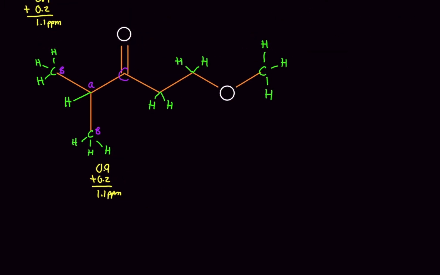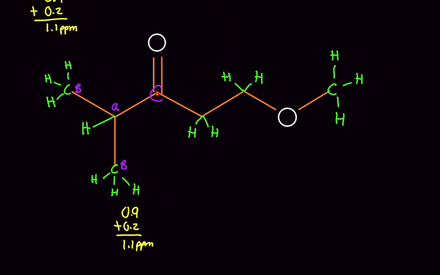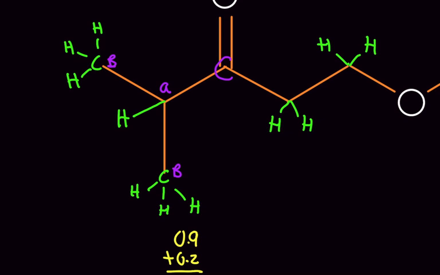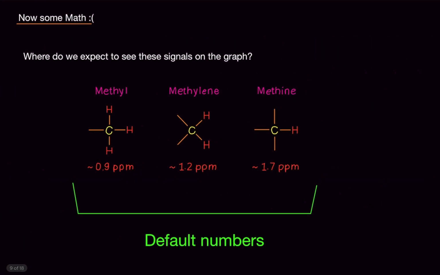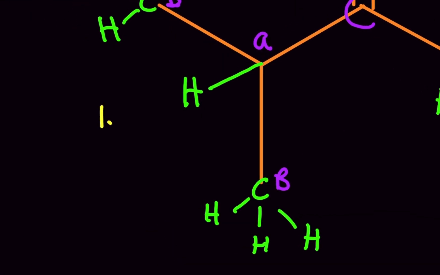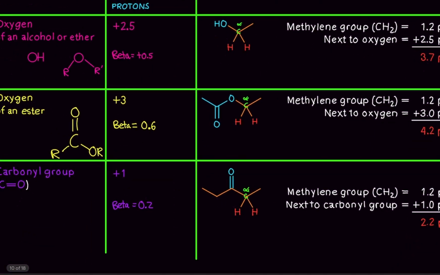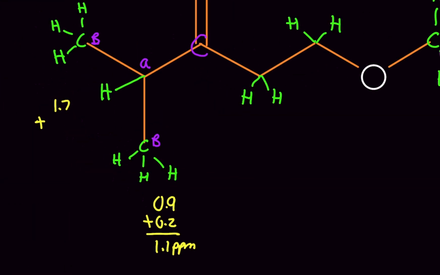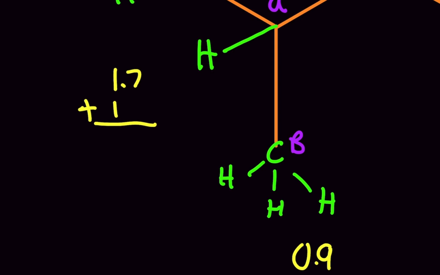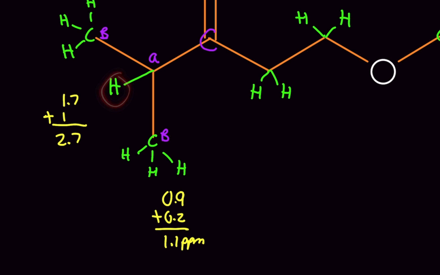Now, this is different. So we have 1 hop, and that's it. There's no carbon here, so this is an alpha carbon. What we do is we have a CH, so it's 1.7. 1.7 plus, you have an alpha carbon at a carbonyl, so this is plus 1. 2.7. So we would see this hydrogen at 2.7 on that graph.